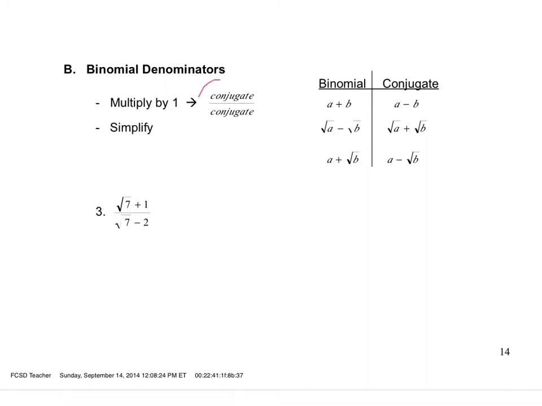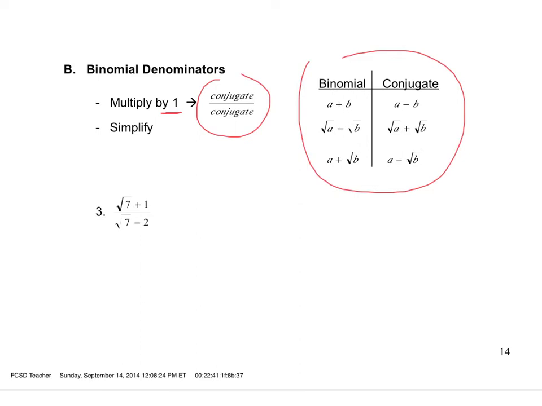The conjugate is as follows. If the original is addition, its conjugate is subtraction. So take a look at all this over here. Again, if the original is addition, the conjugate is subtraction. If the original is subtraction, the conjugate is addition. And again, whatever you do to the bottom, you have to do to the top because you're actually multiplying by 1.